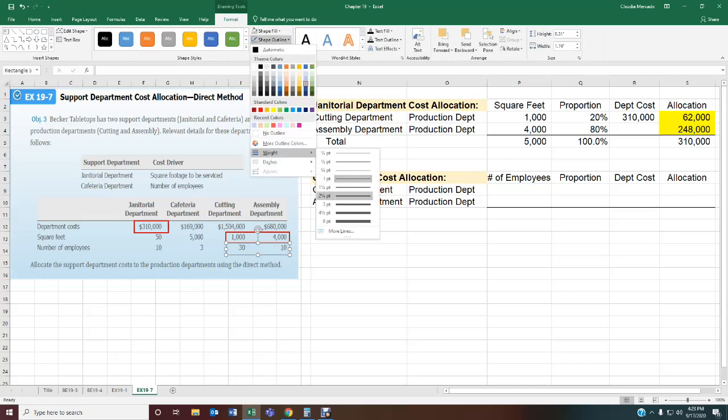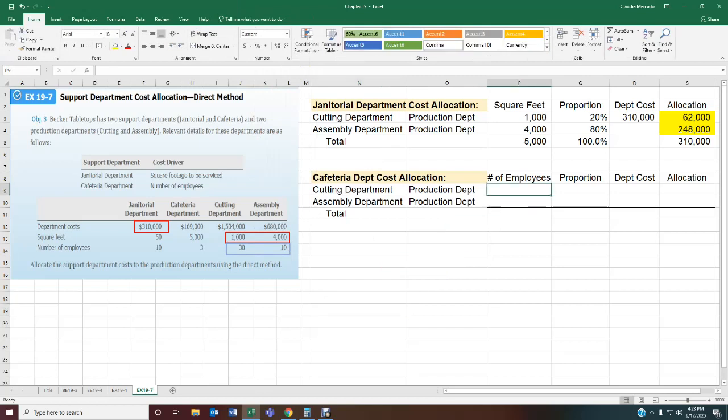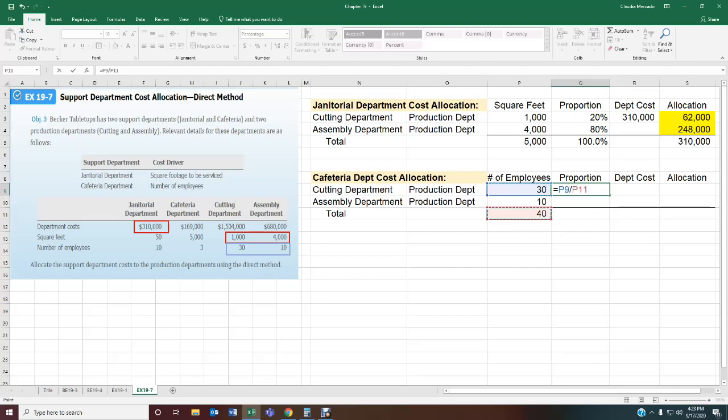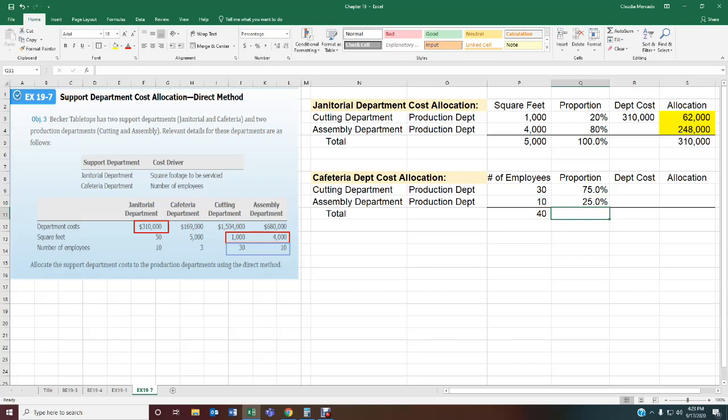Okay, let me see. So I've got 30 and I've got 10. Okay, I've got a total of 40 employees. So now that I've got my total employees, I can get my proportion, which is going to be the number of employees for cutting divided by the total number of employees. That gives you 75%. You're going to do the same thing for assembly. The number of employees divided by the total. That gives me 25%.